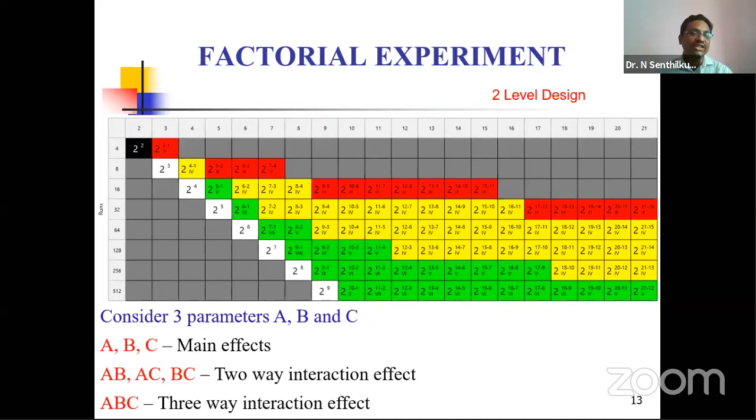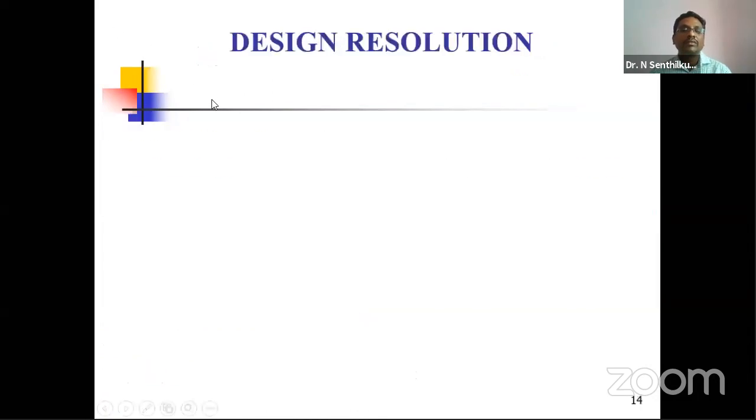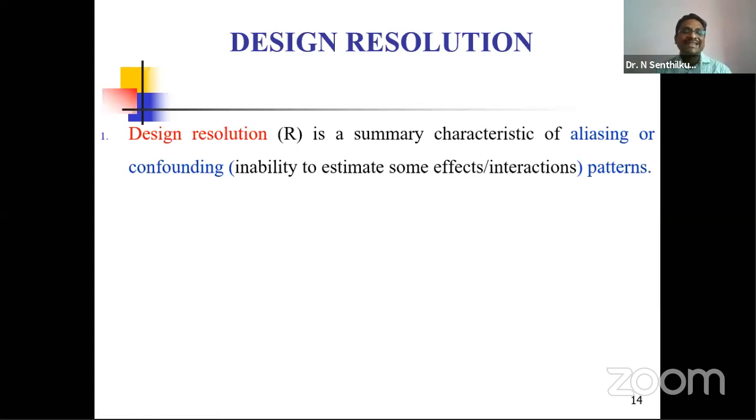So what do these design resolutions actually mean? Design resolution is a characteristic of alias or confounding. So we are using this word confounding or aliasing. Confounding is nothing but the inability to estimate some effects. Even though I am going to consider the joint effect, that effect may not be estimated properly. That is called confounding. Based on this confounding, we can select which design resolution we are going to have.